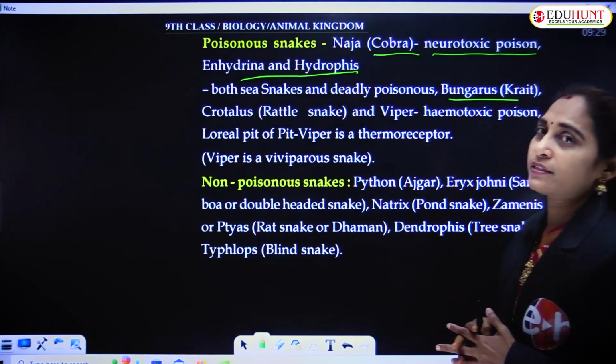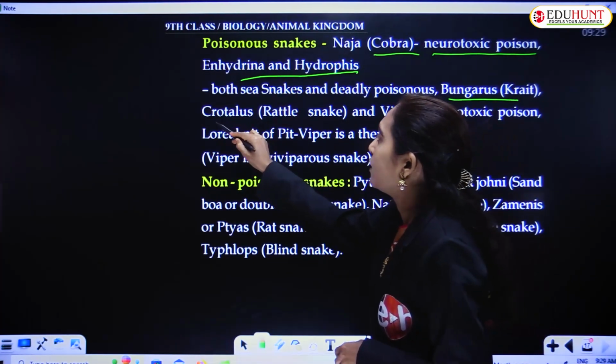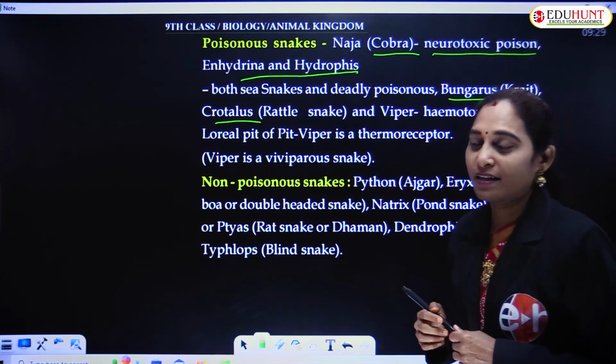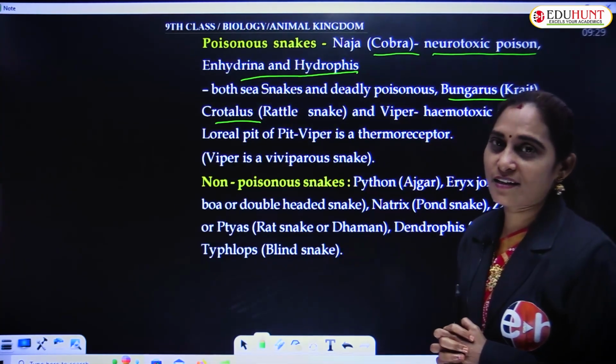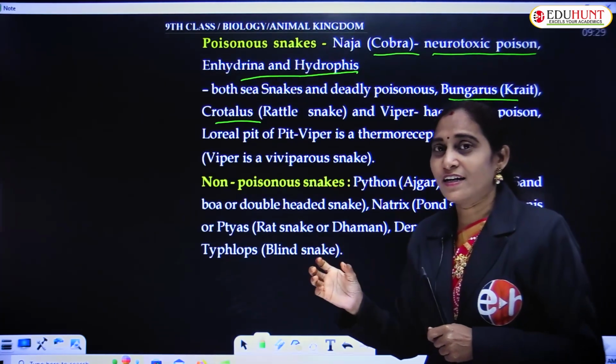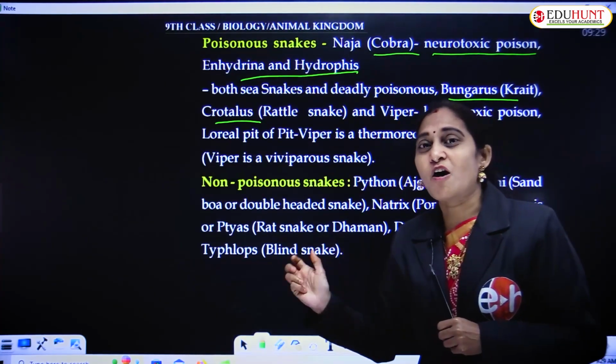Bungarus, krait, and Crotalus, rattlesnake. What is meant by a rattlesnake? A rattlesnake is nothing but a snake that has a tail which sounds like a rattle.